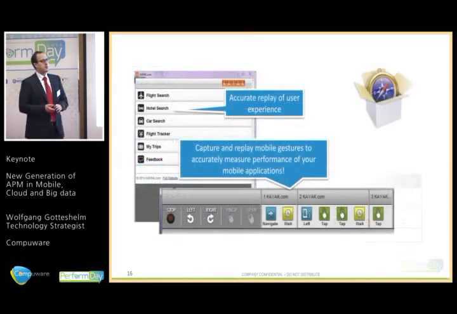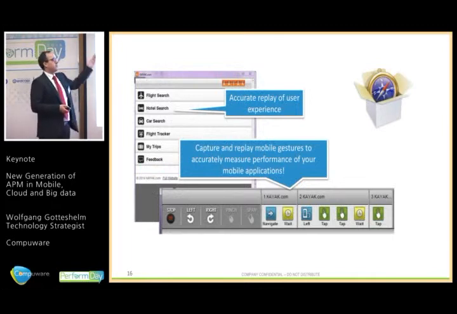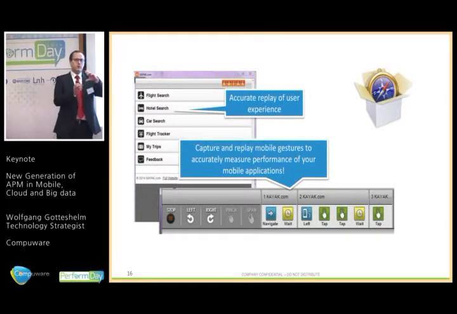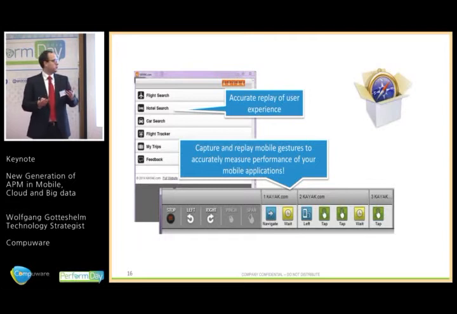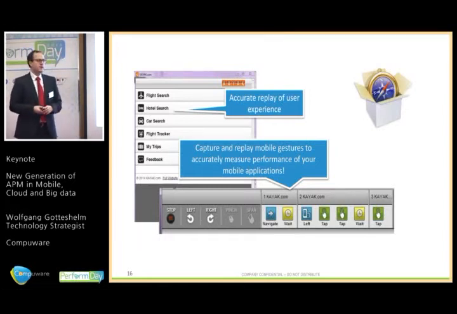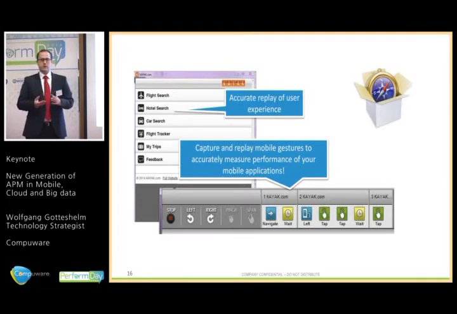So I think that's something that Werner showed in his talk as well. For that, you are able to record the necessary scripts. So you can do mobile-specific scripts with those various tasks like turning the phone, swiping, zooming in, tapping on something. That's the type of stuff you have to do if you want to monitor mobile performance in a synthetic way. And that's what Compuware allows you to do by using the APM as a service platform.